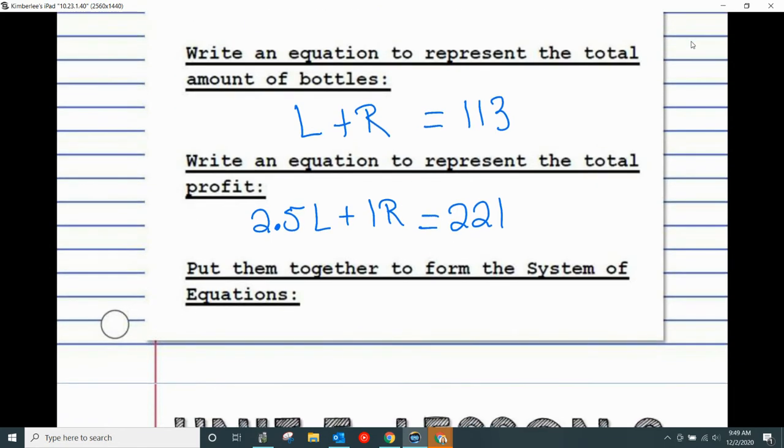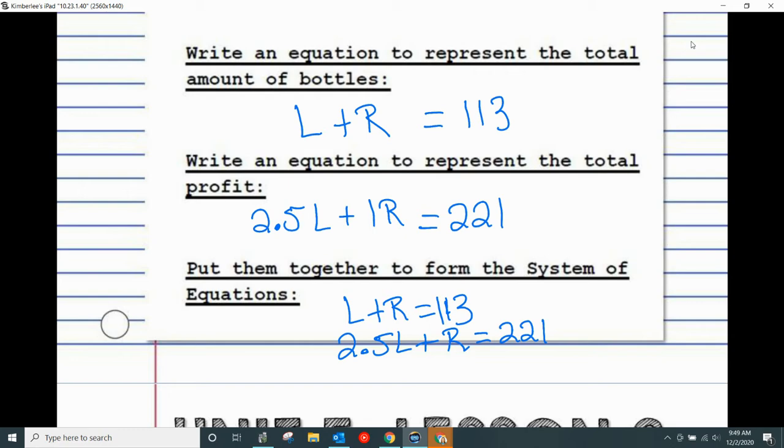Now it says put them together to form the system. So literally all you need to do is write them down together. 2.5 L plus, and I'm not even going to write the 1, I'm just going to write R equals, oh, I forgot a 1 up there, 221. Done. That's it. The last step here is just for you to understand you're writing two separate equations. When you put them together, you have a system.